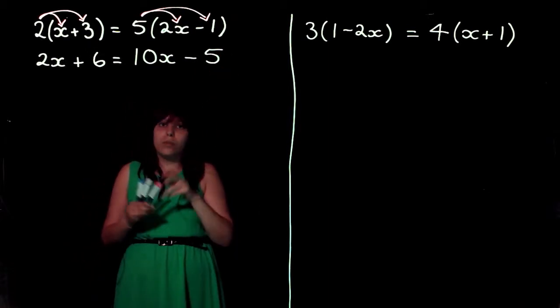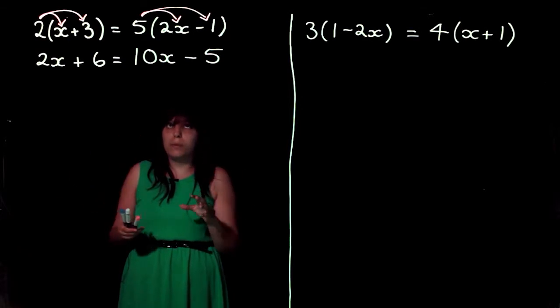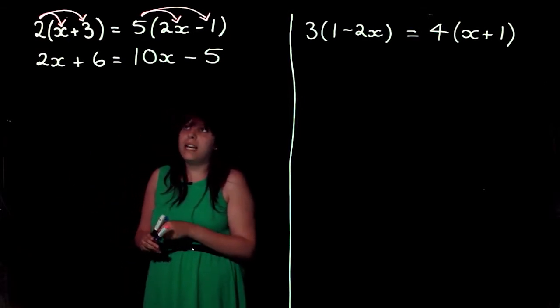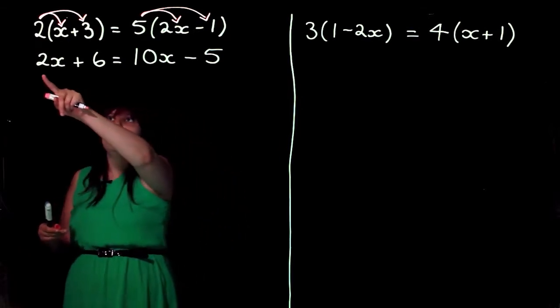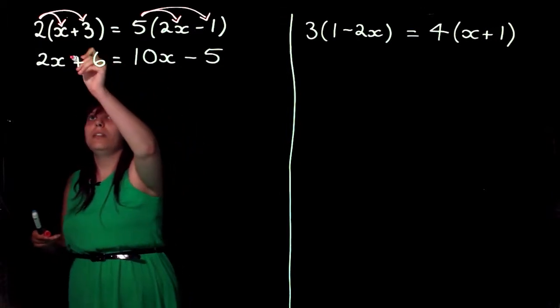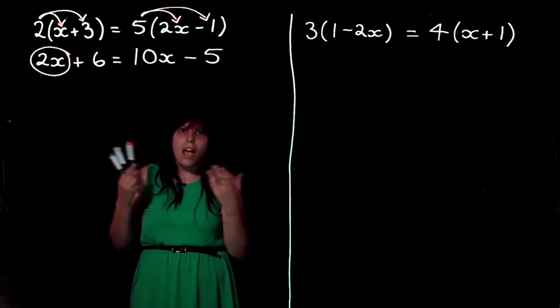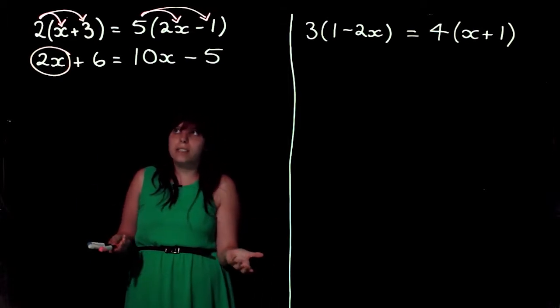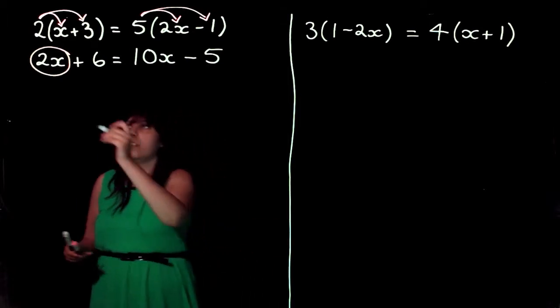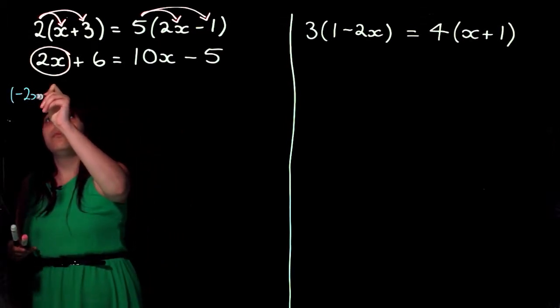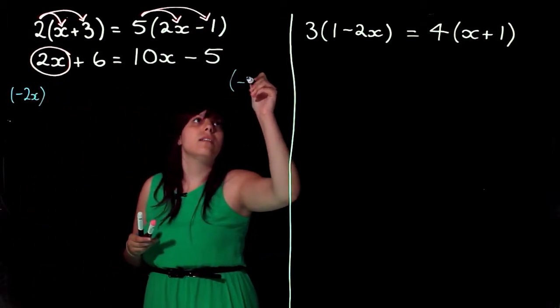So now I've got an x on both sides, I need to look for my smallest x. My smallest x is going to be between 2x and 10x, so it's going to be 2x. So I want to get rid of that 2x. How can I get rid of plus 2x? I'm going to subtract 2x. So subtract 2x from both sides.